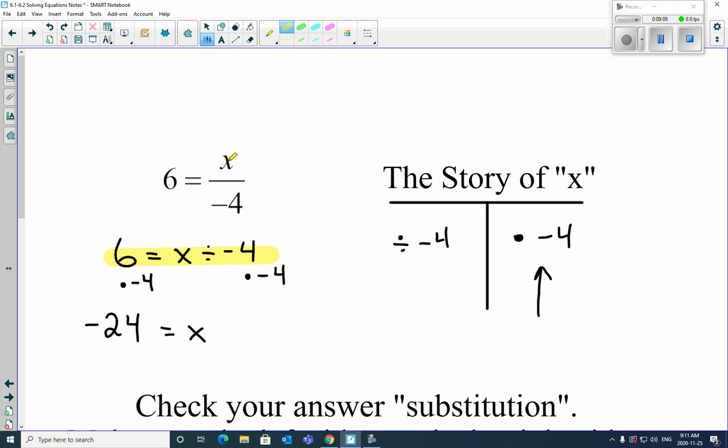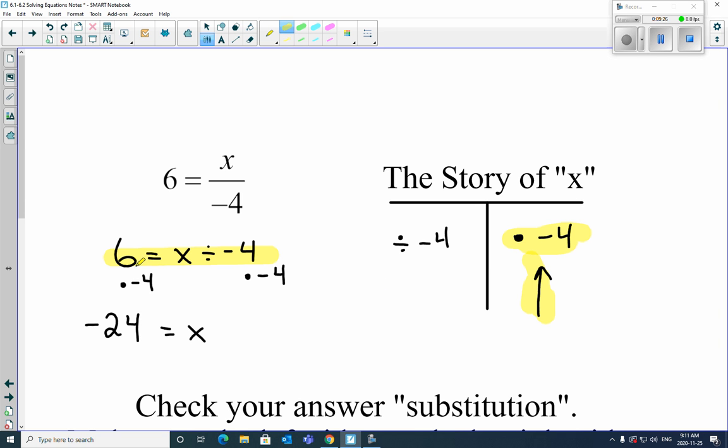So x is not by itself. It's got a negative 4 attached to it, and the negative 4 is attached to it by division. So divide by negative 4. So what's the opposite of doing that for the story of x? We multiply by negative 4. And this is where we're going to start, right? This is what we're going to do. The reason we do this story of x is eventually we're going to get to two-step equations, and this tells you the order to do stuff in.